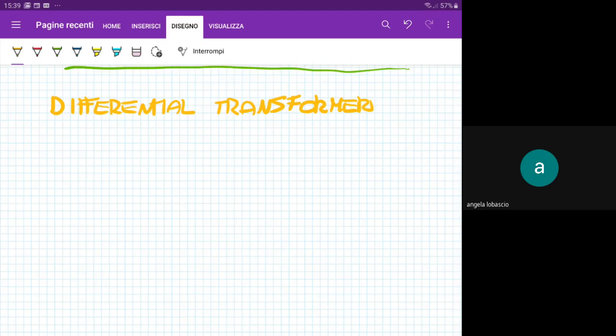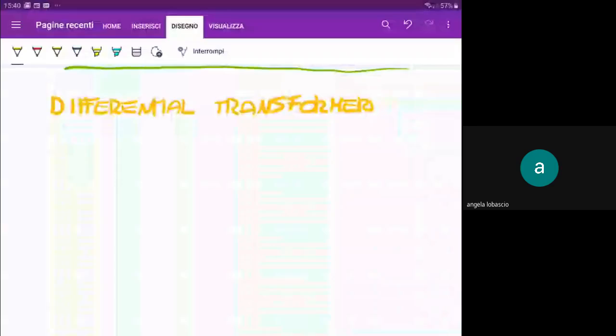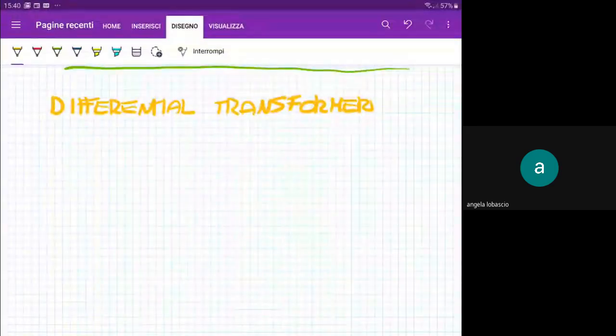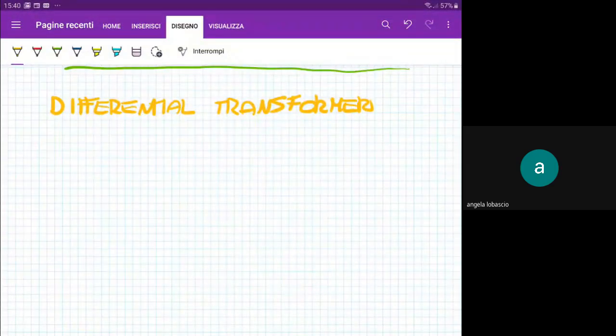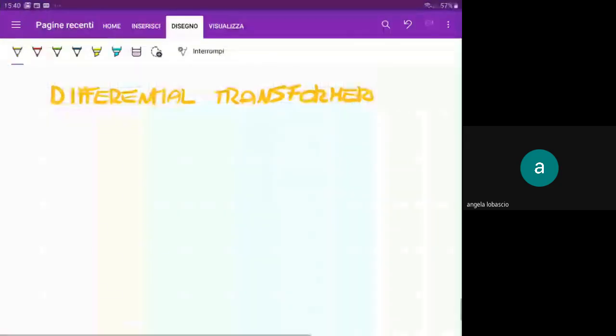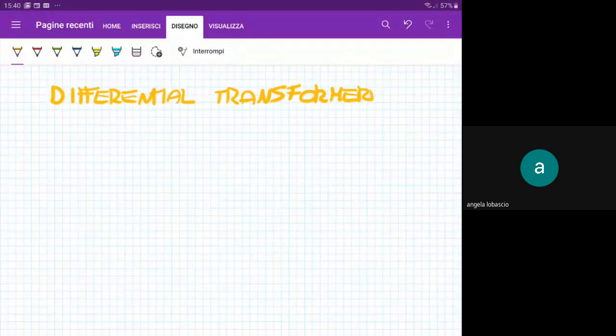Okay, let's see one different transducer whose aim is, again, to measure displacement. This transducer is called a differential transformer. Of course, the basic working principle is completely different from the rheostat, from the potentiometer. And the general layout of this differential transformer is the one that I'm going to draw.